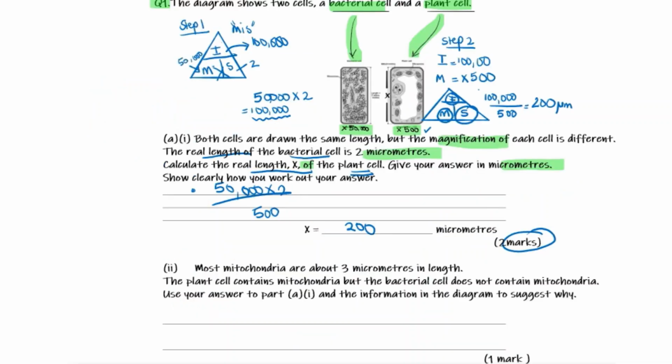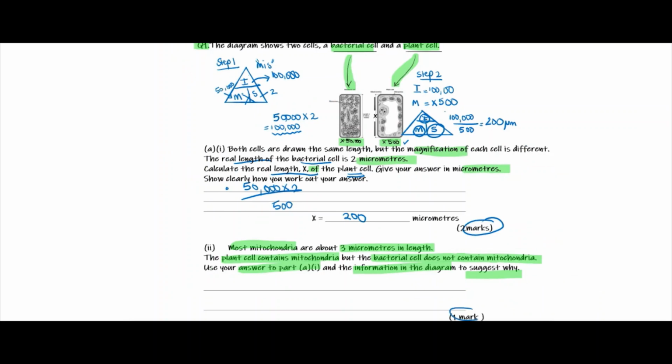For our next section, it says most mitochondria are about 3 micrometers in length. The plant cell contains mitochondria, but the bacterial cell does not contain mitochondria. Use your answer in part A1 and information in the diagram to suggest why. This is worth 1 mark.